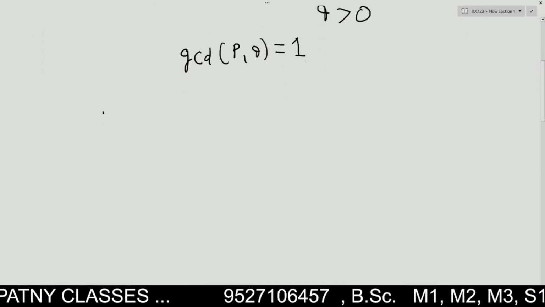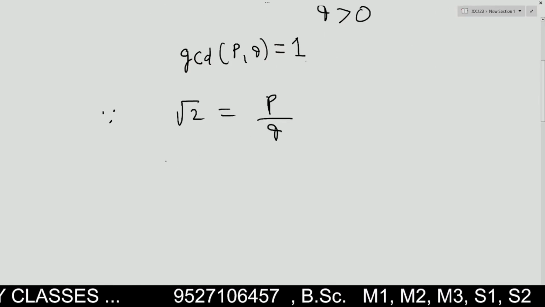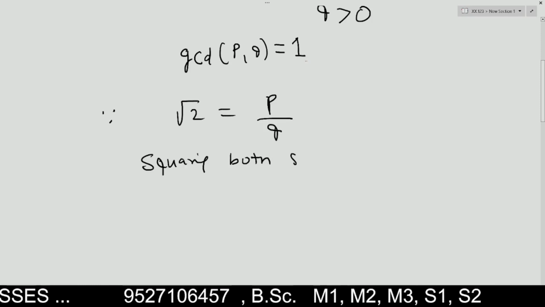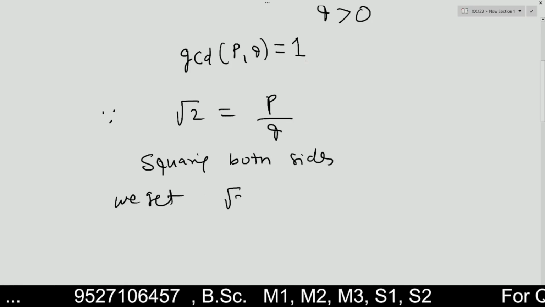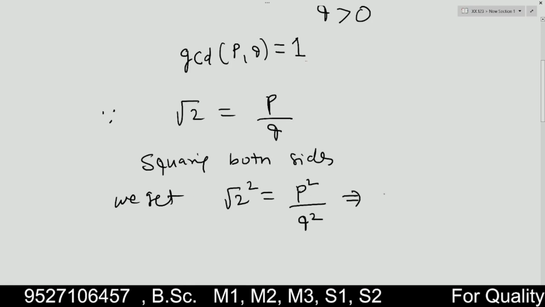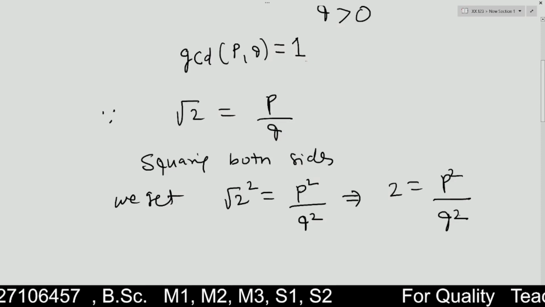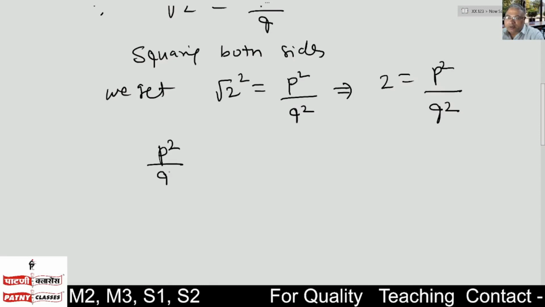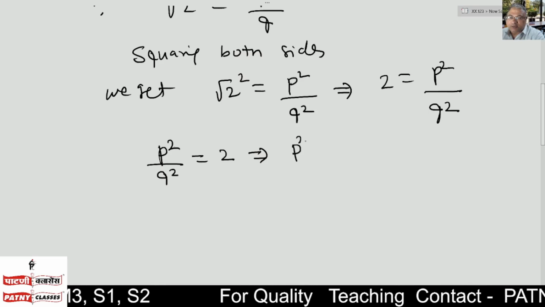Since root 2 equals p upon q, squaring both sides, we get root 2 square equals p square upon q square, which implies 2 equals p square upon q square. This can be written as p square upon q square equals 2, which implies, on cross multiplication, p square equals 2q square.